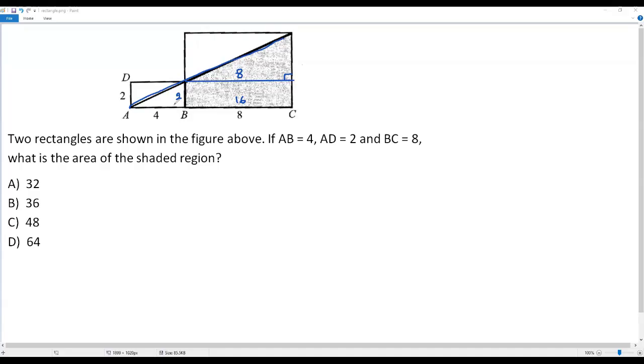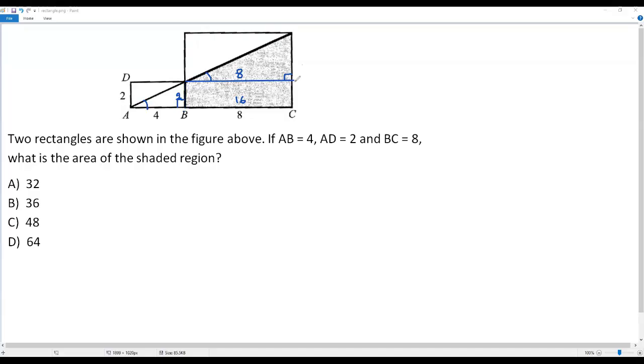Since the two parallel lines are intersected by a transversal, the angle measured over here and the angle measured over here are corresponding angles and they must be equal in measure. And also here we have a right angle because this is a rectangle. So in a rectangle, each vertex is a right angle.